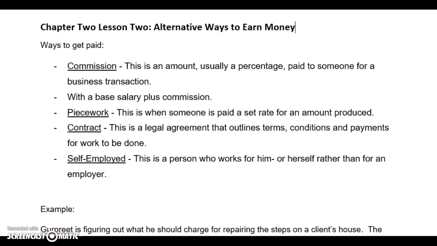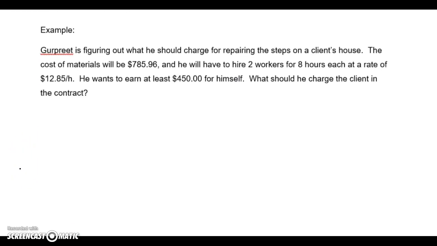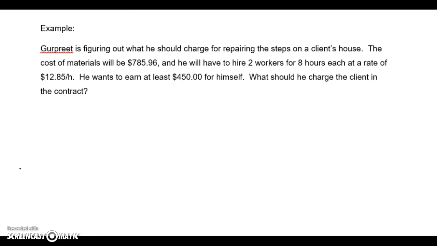So the example that we're going to look at today is example 4 from your notes. And this one here is going to be all about self-employment. So Gurpreet is figuring out what he should charge for repairing the steps on a client's house. The cost of materials would be $785.96, and he will have to hire 2 workers for 8 hours, each at a rate of $12.85 per hour. He wants to earn at least $450 for himself. What should he charge the client in this contract?